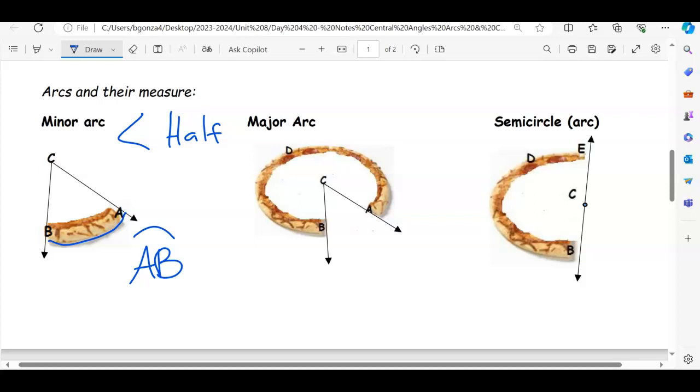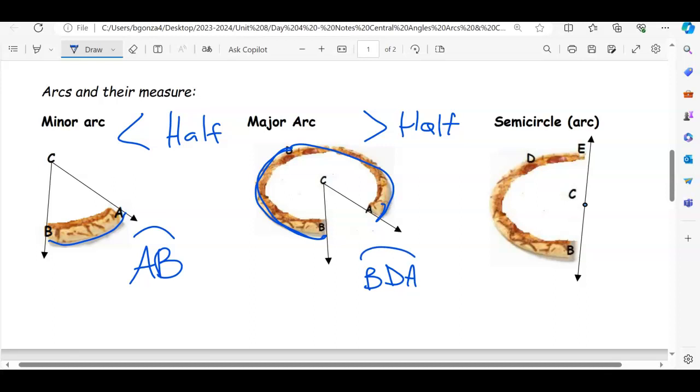Anyways, but if you go the long way, if you have this really weird long crust, that's a major arc. It's more than half of a circle. So to name a major arc, you need 3 letters. And if I go along the edge here, it's B to D to A. So that's B, D, A with an arc on top.